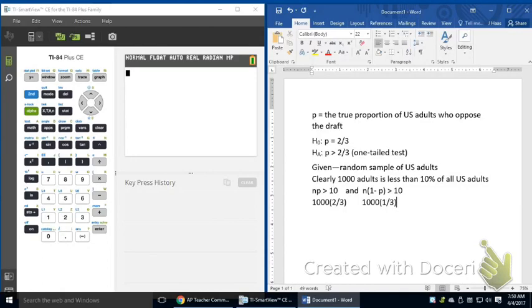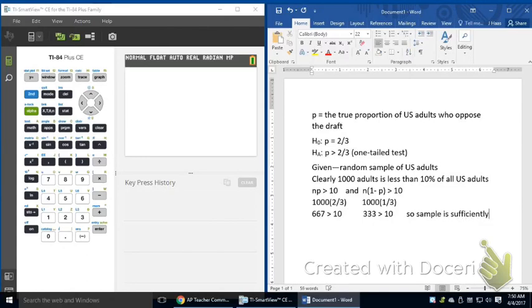I'm not given the actual p-value, but in place of it, it's perfectly acceptable to use the hypothesized p-value. Do not use your sample p-value when you're doing these hypothesis tests. Use the hypothesized p-value instead. So that gives me roughly 667 on this side, which is definitely greater than 10. And then on the other side, it gives me 333, which is also way greater than 10. So I can say my sample is sufficiently large.